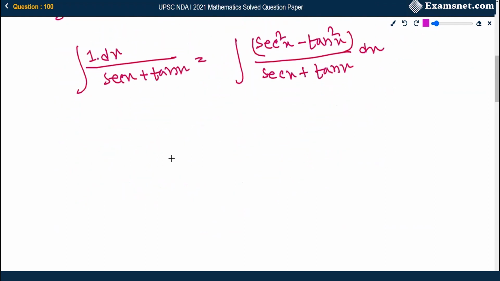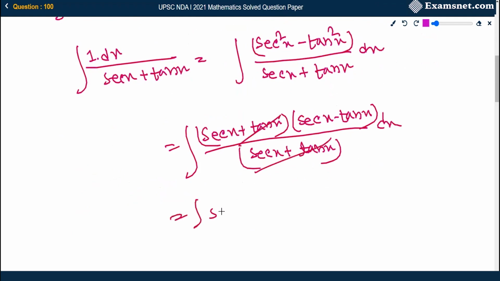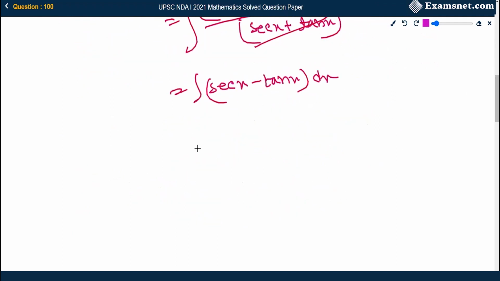So it's a square minus b square, so we can write a plus b multiplied by a minus b, divided by sec x plus tan x dx, correct? So these two will get cancelled, and we will be left with sec x minus tan x dx. Now let's distribute the integration. We will get integration sec x dx minus integration tan x dx.